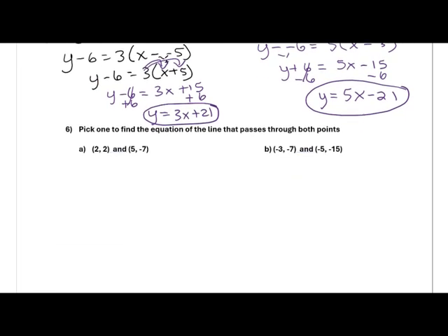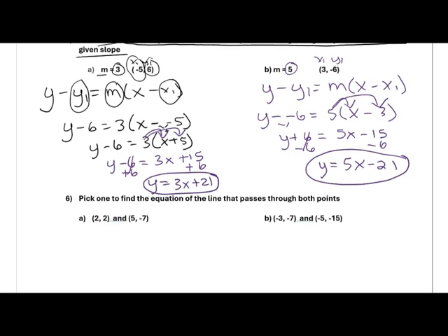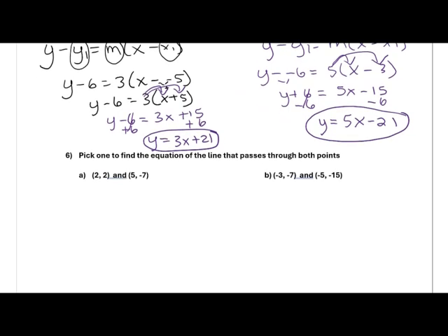All right, so if we look at number 6, it says pick one to find the equation of the line that passes through both points. So in this case, we have to find slope first. Then we need to use point slope form. Okay. All right, so let's go ahead and try that.